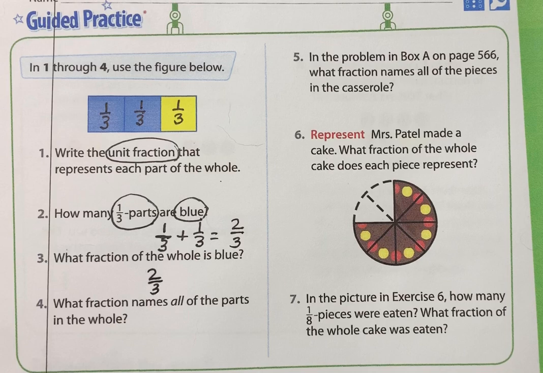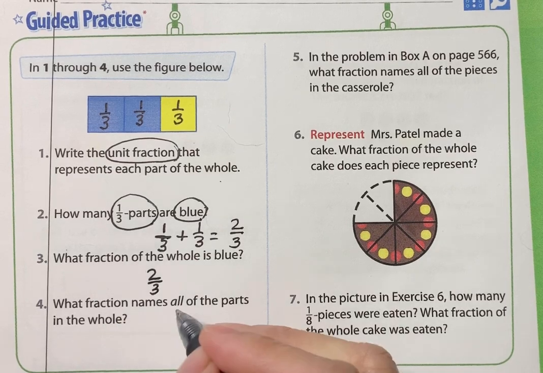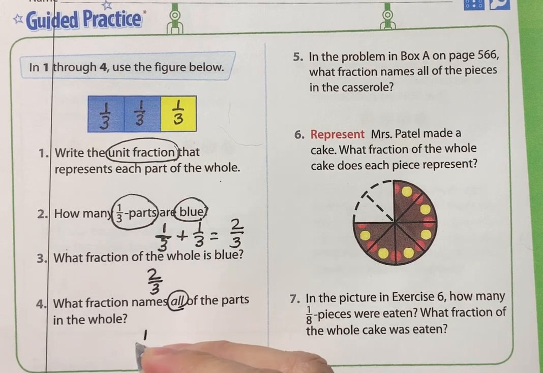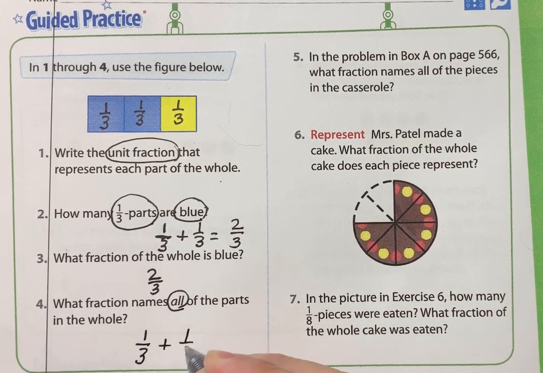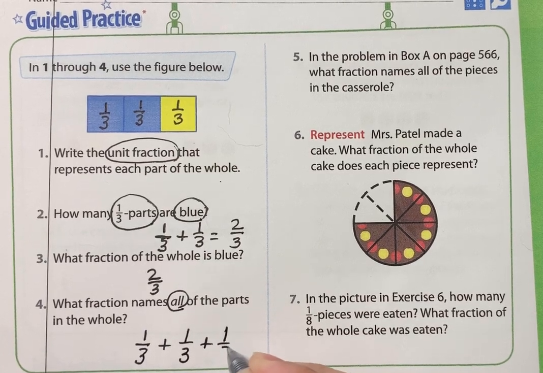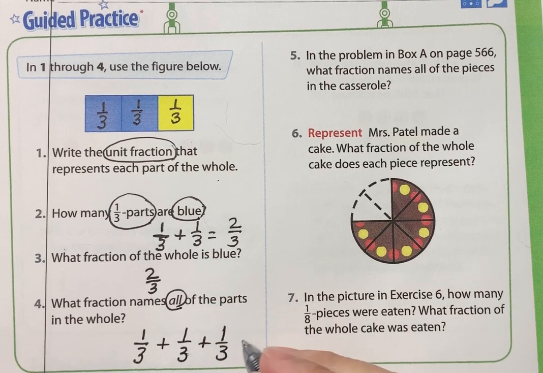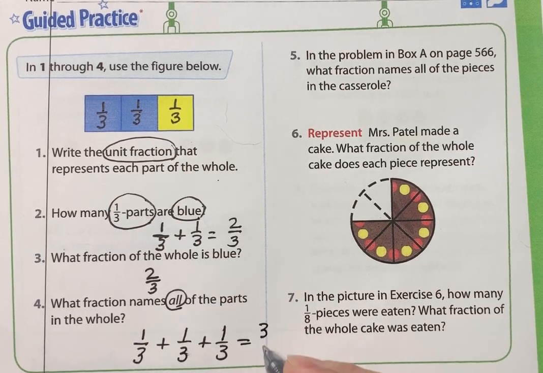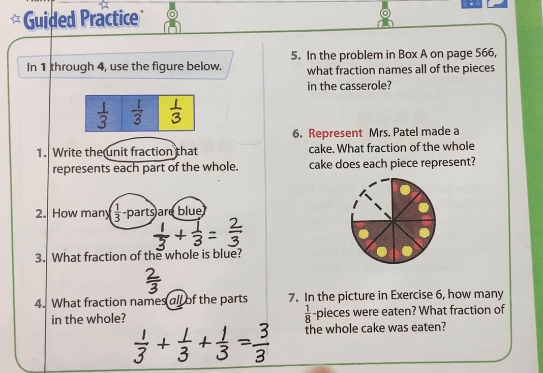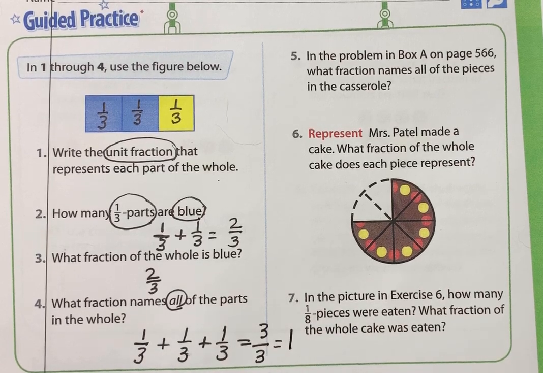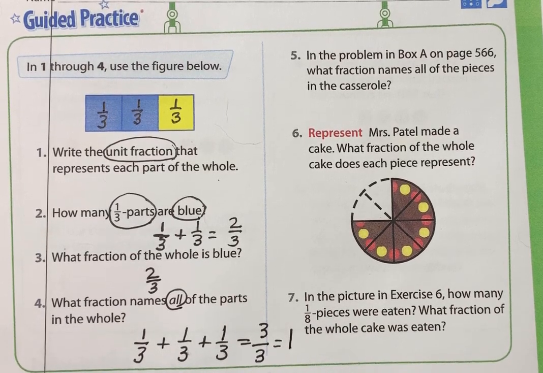Number 4 says, what fraction names all the parts of the whole? This time it's asking for all the parts. It didn't ask for yellow and it didn't ask for blue. So I'm going to do the same thing I did on question 2, but this time with all the parts. 1/3 plus 1/3 plus 1/3. When I add the units on the top, 1 plus 1 plus 1, that equals 3. And the denominator remains the same. But 3 divided into 3 equals 1 whole, which is the answer to question number 4.